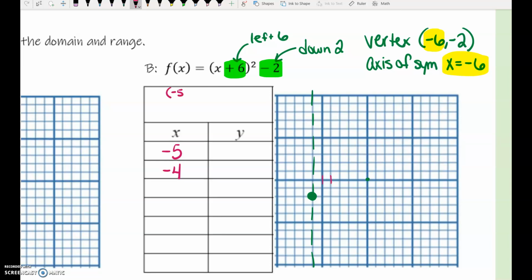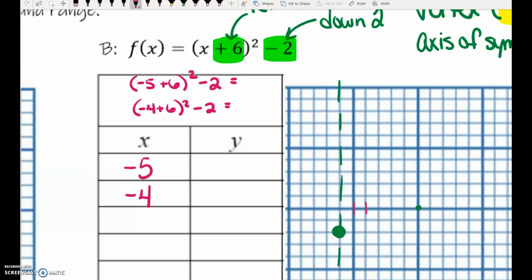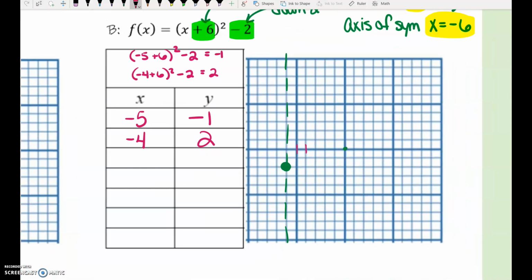And we can use the calculator to plug them in. We've got -5 plus 6 in parentheses squared minus 2. See what the calculator tells us for that. Then -4 plus 6 squared minus 2. You can either do this in your head or calculator. This first one, 1 squared, 1 minus 2 is -1. This is 2, 2 squared is 4, 4 minus 2 is 2. And that gives us 2 more points that we can graph. So now we have the point -5, -1, and -4, 2.